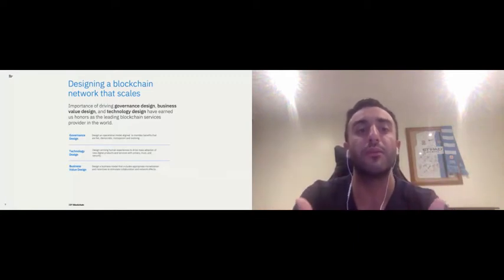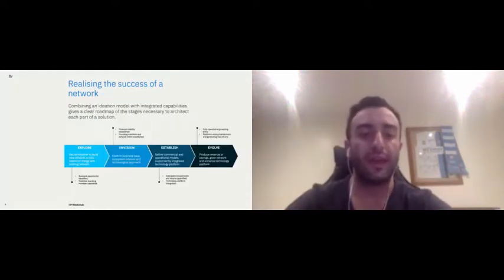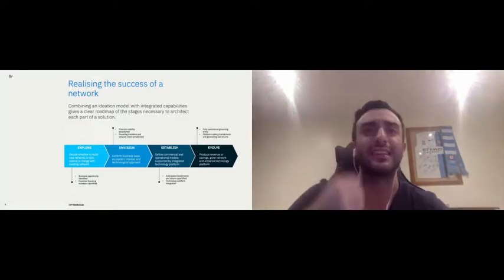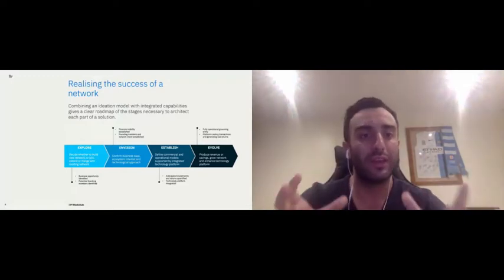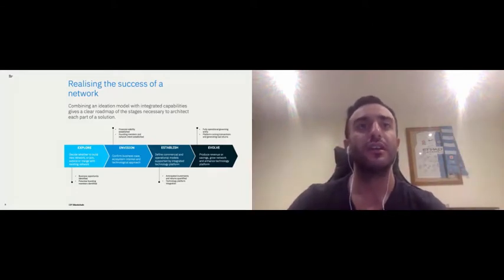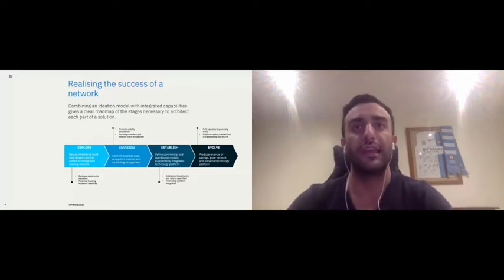So that's the frame around what creates this blockchain network. Now, all of that aside, we know we've got some networks. Which one are we going to pick? How are we going to scale that outwards? There are four key phases of your POC all the way to production, and these are categorized as explore, envision, establish, and evolve.